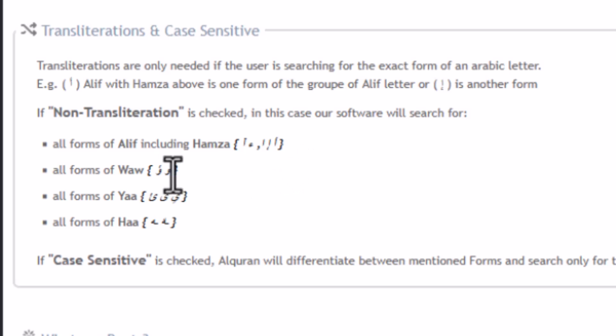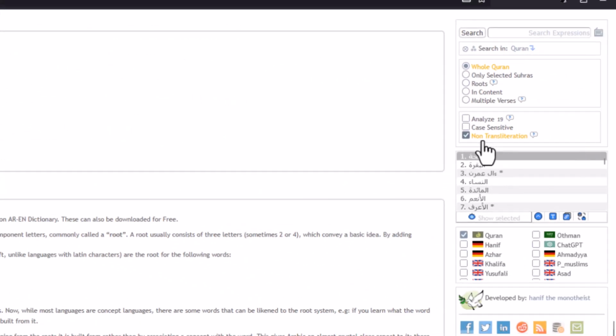Same here with waw. We have waw with hamza and without hamza, and we have yeh, also three shapes without hamza and sometimes with dots. So if I have non-transliteration on over here, it means it will combine all these letters in one shape.